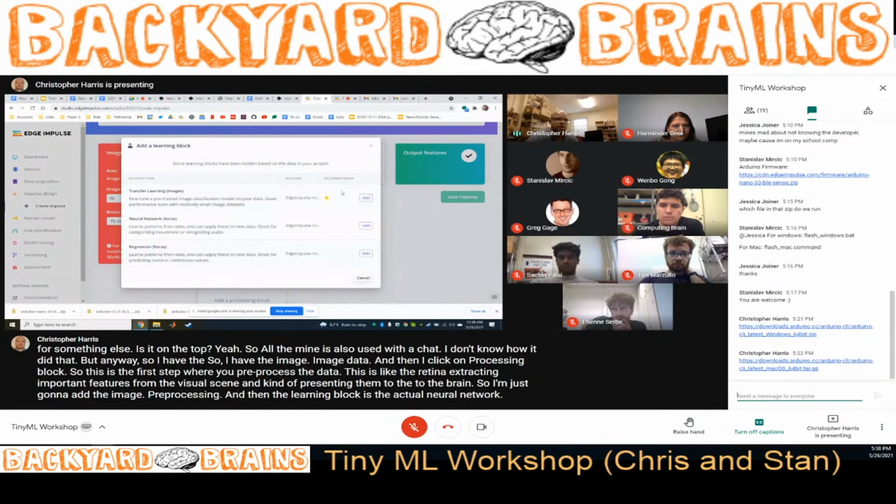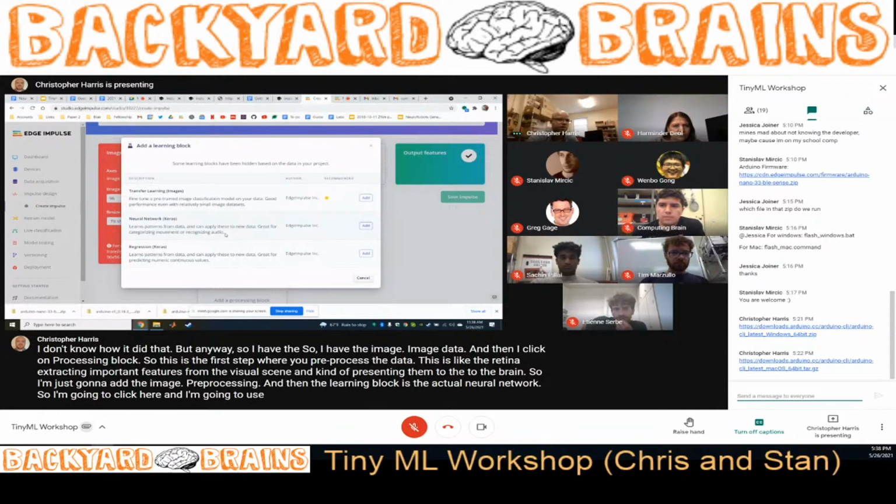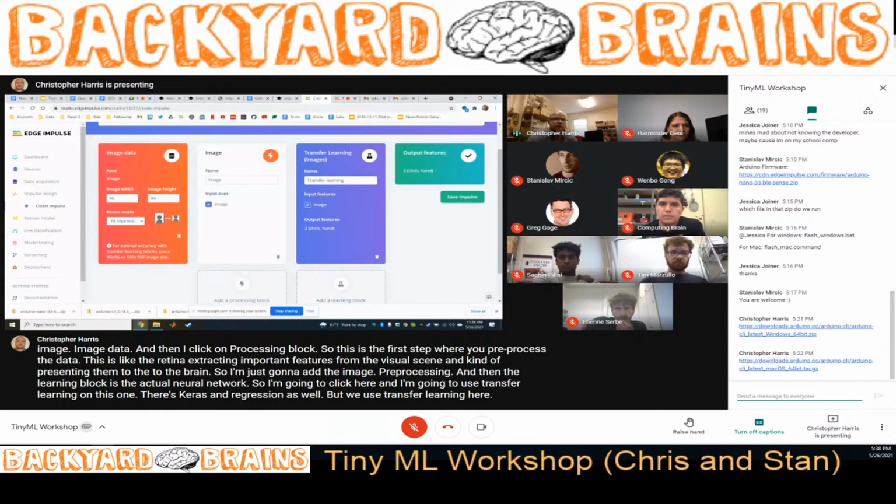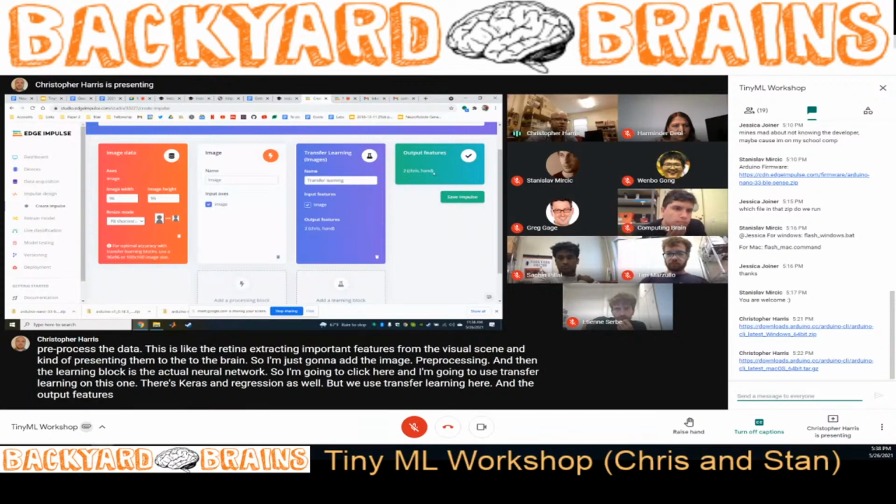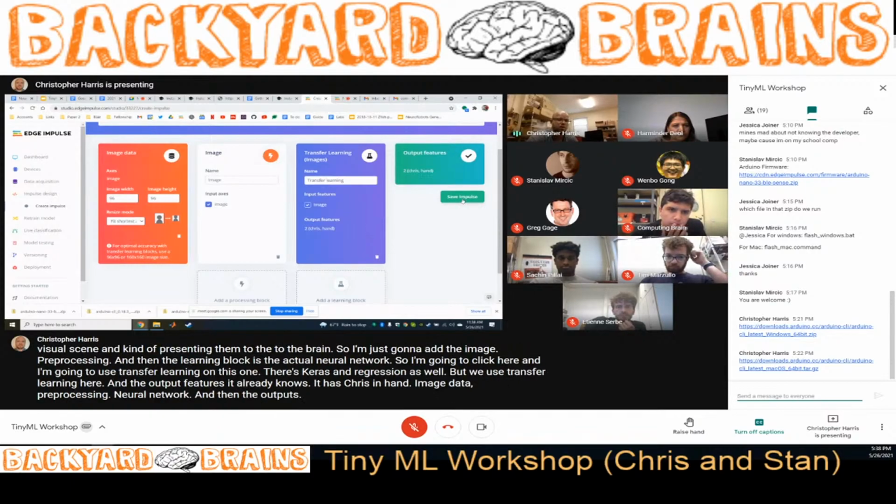So I'm gonna click here, and I'm gonna use transfer learning on this one. There's Keras and regression as well, but we use transfer learning here. And the output features it already knows. It has Chris and hand. So you have image data, pre-processing, neural network, and then the outputs. And then I'm going to click Save Impulse.